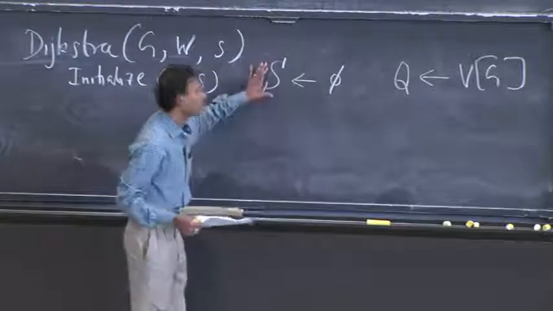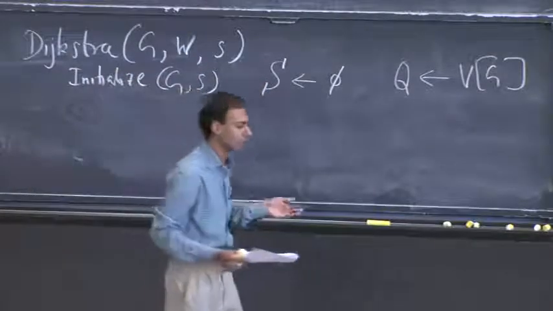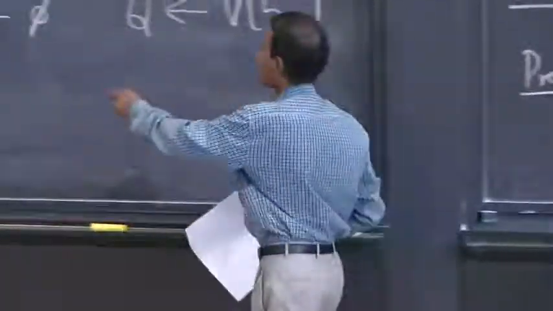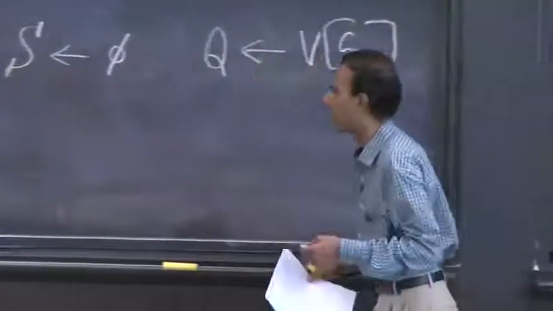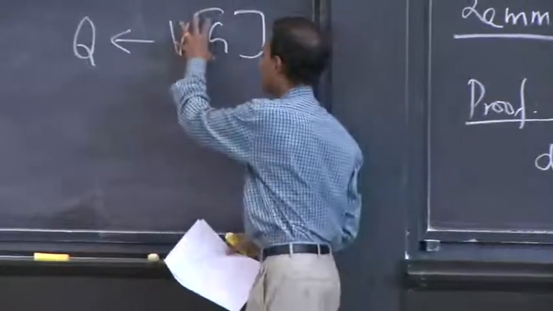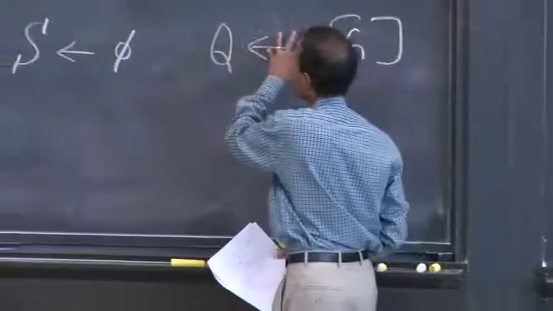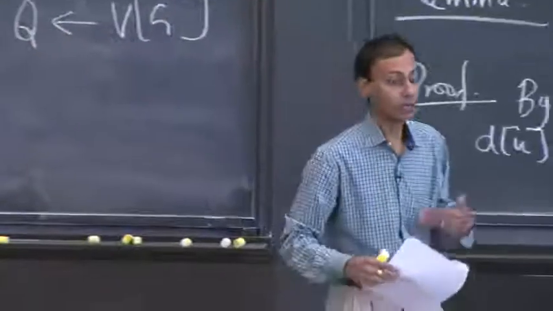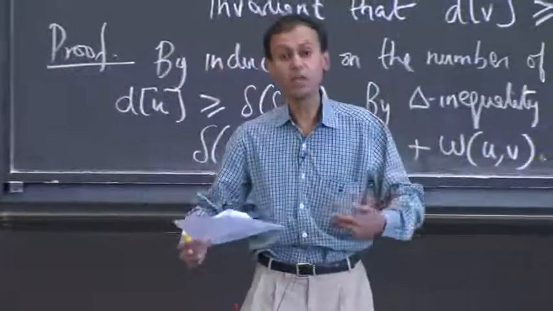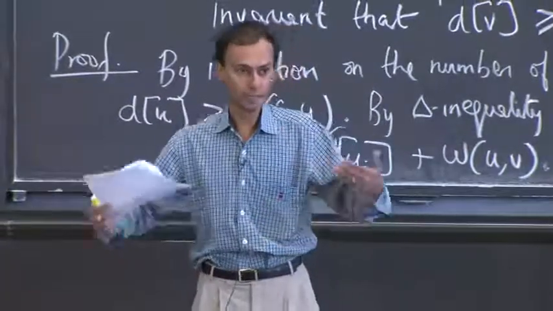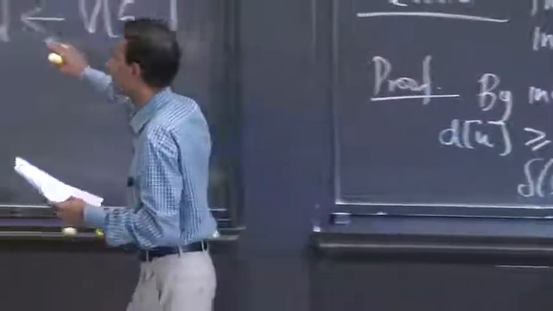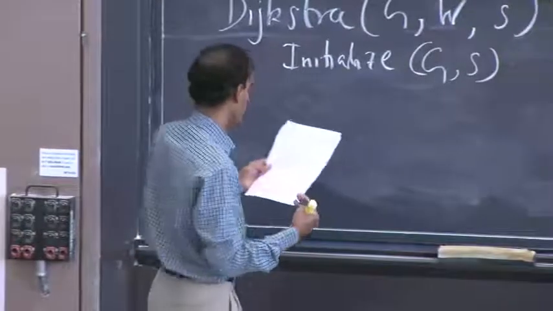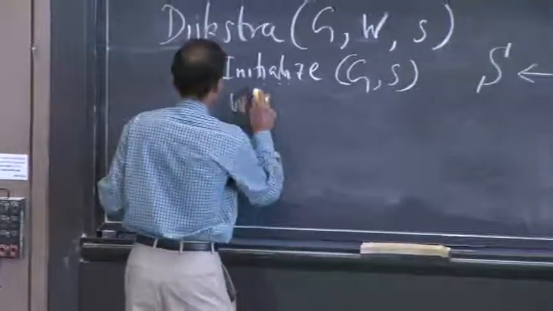All this means is that initially, we haven't done any processing, and we don't know the shortest paths to any vertex, because this set S is null, and Q is the set of vertices that need to be processed. As we start processing vertices from Q, we're going to move them to capital S, and it's going to contain the set of vertices that we know the shortest paths to already. That's the invariant in this algorithm. S is going to contain the set of vertices that we know the shortest paths to.